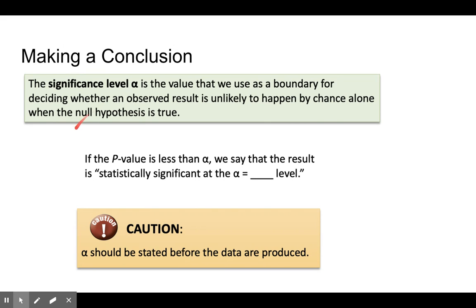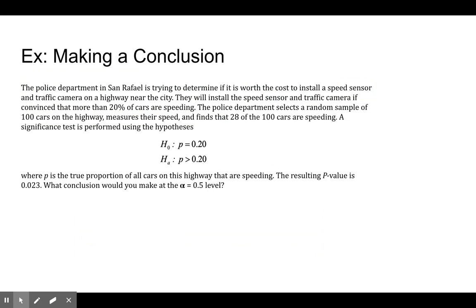And so if the p-value is less than alpha, we say that the result is statistically significant at the alpha equals blank level. And again, alpha should be stated before the data are produced, when we are composing our hypothesis. It's inappropriate to state your alpha after you collected data. All right, read this example and then we'll talk about the solution.